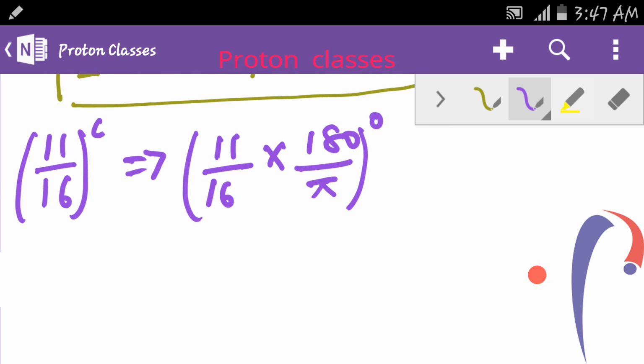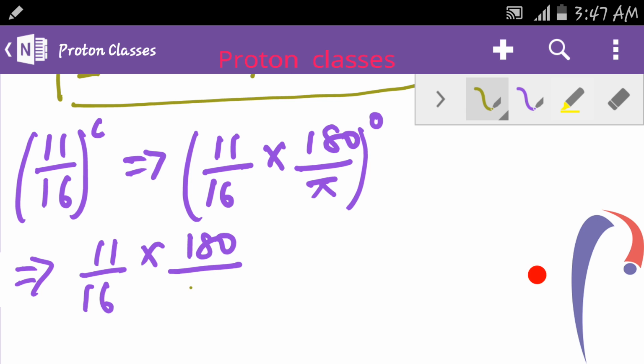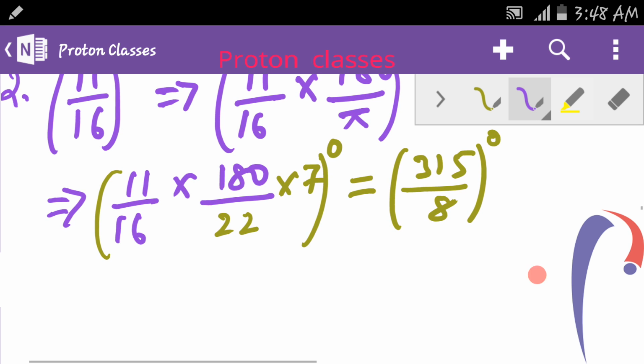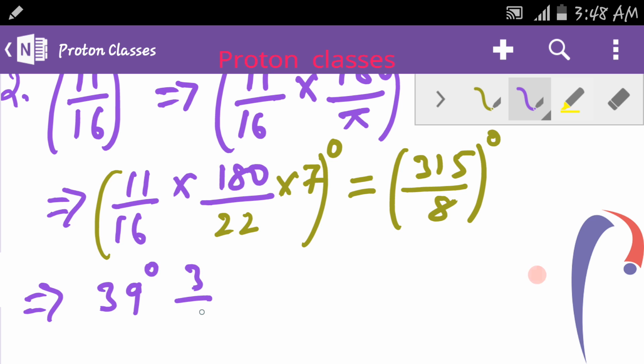Now put the value of pi here. Put the value of pi and we get 11 by 16 into 180 by 22 into 7. This 22 upon 7 is taken into the numerator and this is in degrees. Now by solving and cancelling we got 315 by 8 degrees. Now these degrees are converted by making a mixed fraction and we got 39 degrees and 3 by 8. Here 3 by 8 is also in degrees.